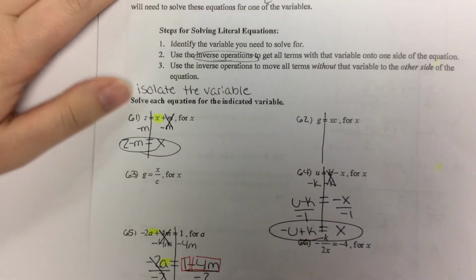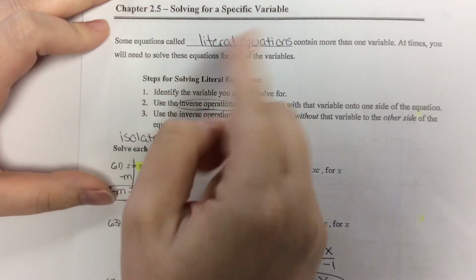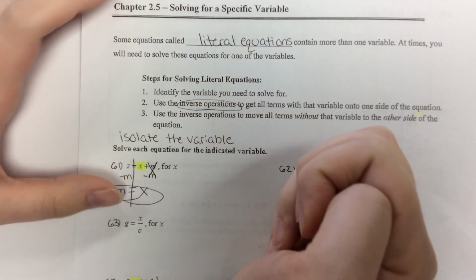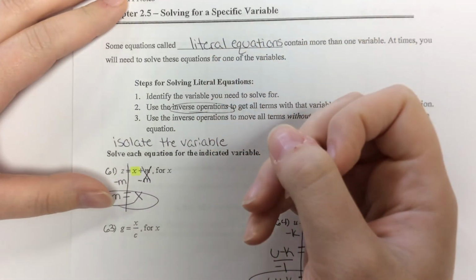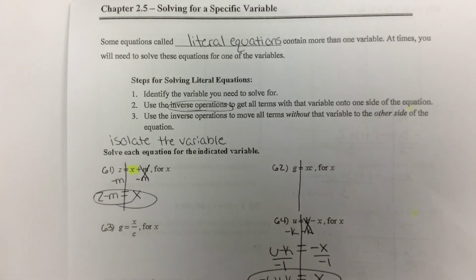Please be careful with this lesson. Make sure that you go slow and really pay attention to what you're doing. This lesson is a good introduction to Chapter 4 when we start talking about linear functions, when we start using the slope-intercept form, because in slope-intercept form, you have to solve for a specific variable. So just make sure that you really, really study and pay attention to what you're doing in this chapter.